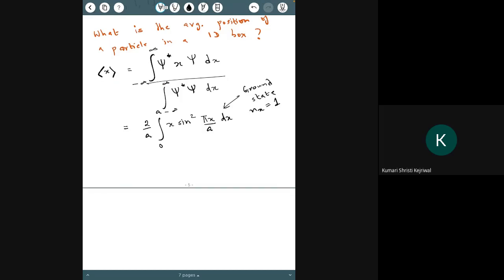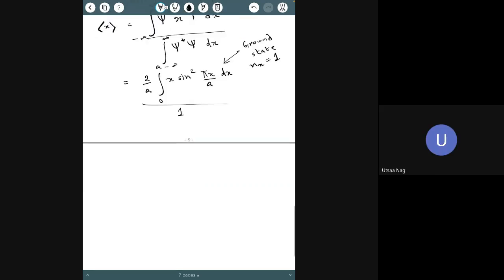Ma'am, is that the denominator? I mean, what is that which is written below? Which one? The psi star psi? Yeah, the psi star psi dx part. That's the denominator. Okay. And this is a normalized wave function, so I've put that value equal to 1.